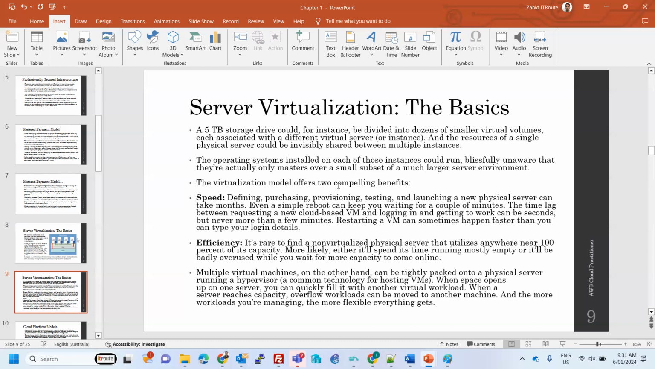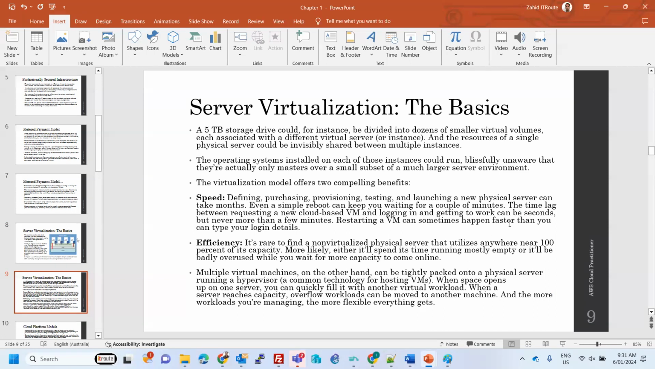The virtualization model offers two compelling benefits: speed. So it's faster to deploy a VM. Defining, purchasing, provisioning, testing, and launching a new physical server can take months. Even a simple reboot can take a long time. But the time lag between requesting a new cloud-based VM and logging in and getting to work can be seconds, but never more than a few minutes.